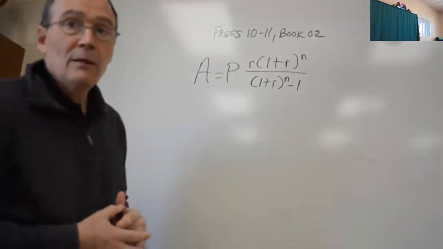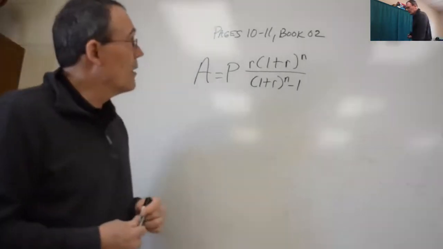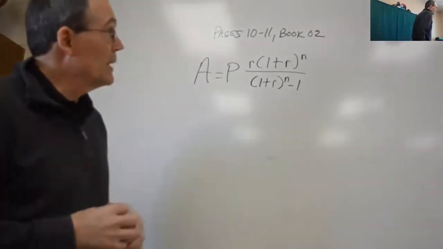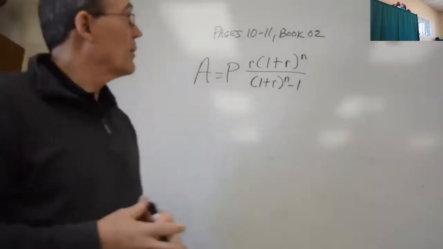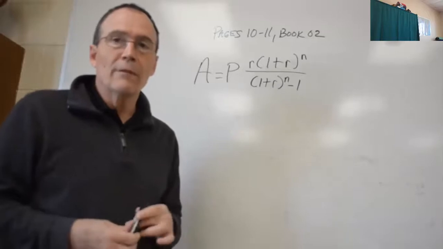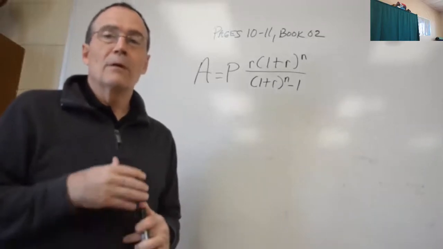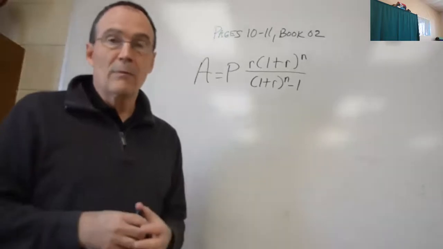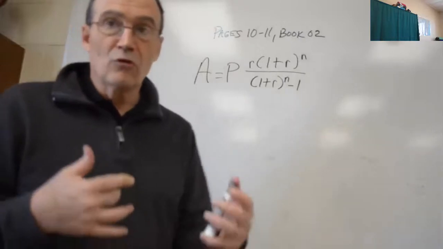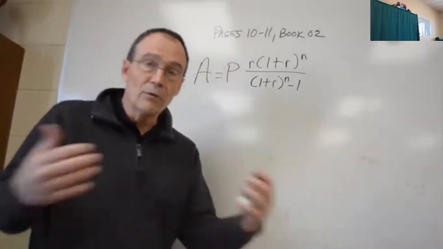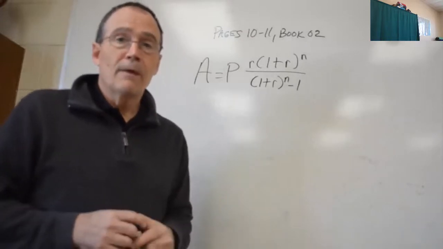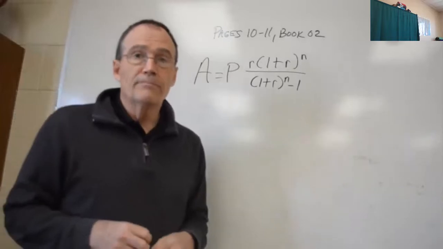A equals P multiplied times R, and then 1 plus R inside the parentheses to the n, over 1 plus R to the n minus 1. Now, at this point, don't sweat the formula. At the end of the day, you're just going to be able to plug numbers in. I think the tougher part is not so much doing the math on a calculator, and by the way, you do need a function calculator to do this. It's knowing how to set it up.